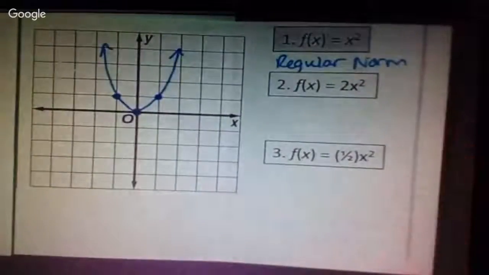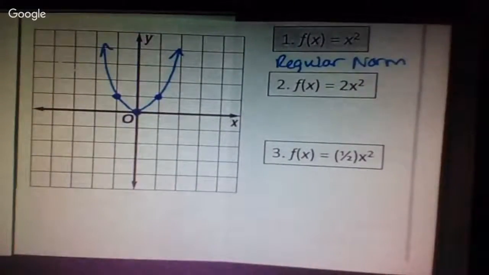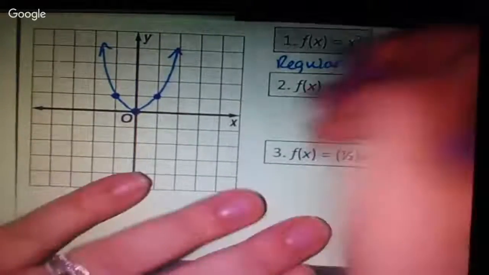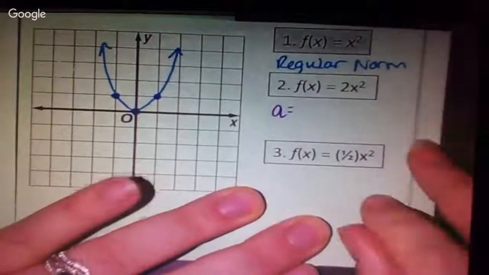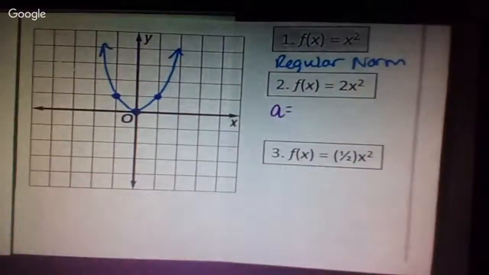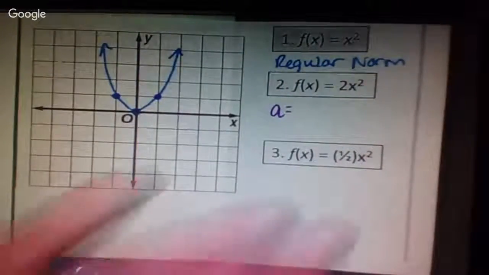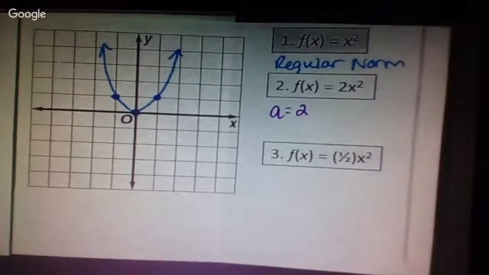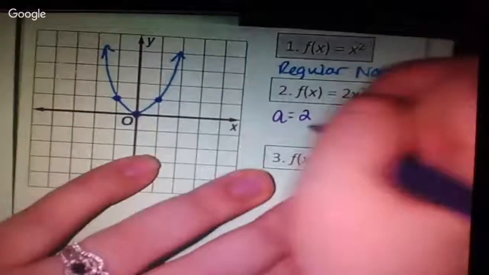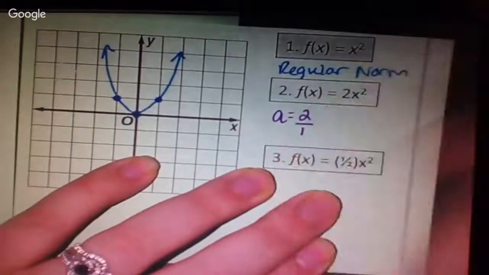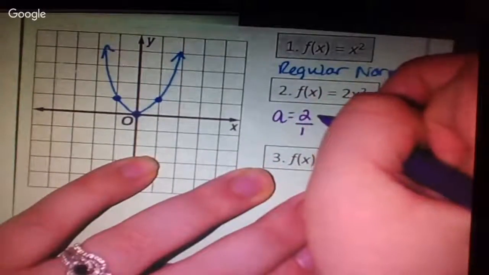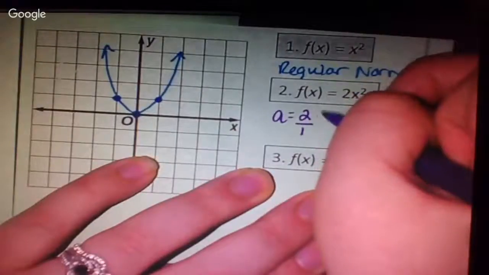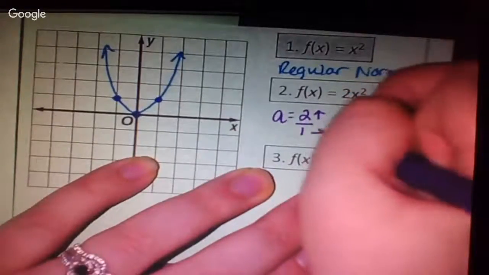Okay, so that's regular norm. What's my a value in number 2? It's a 2. Okay, so we're going to use this as a slope. This is 2 over what? 1. So that means up 2 over 1, and to the right 1.